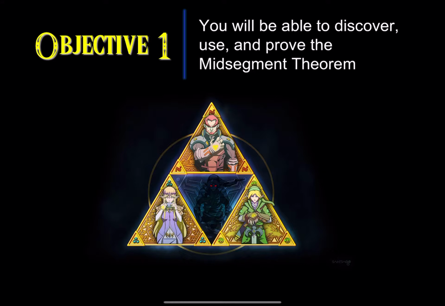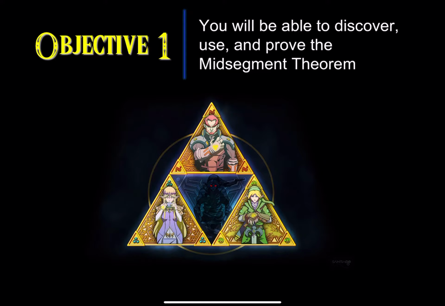Okay, so here is the slide for the first objective, being able to prove, discover, and use this thing that's called the midsegment theorem. And here, if you've played a little bit of video games from The Legend of Zelda, this is the Triforce, and the Triforce perfectly shows us exactly what it is that we're going to do in this lesson. Has to do with midsegments.